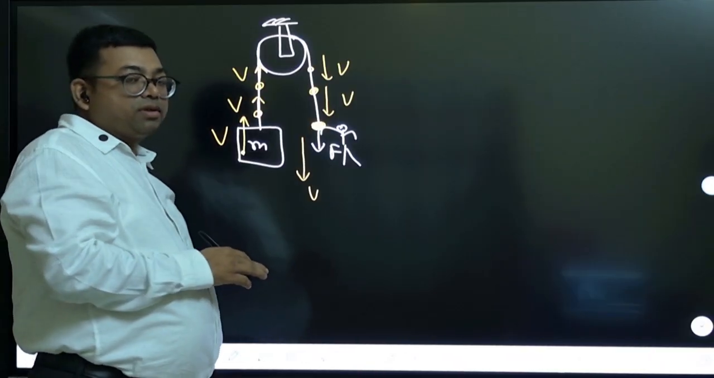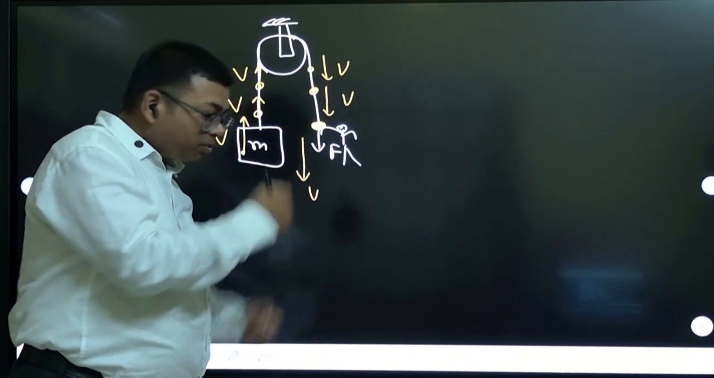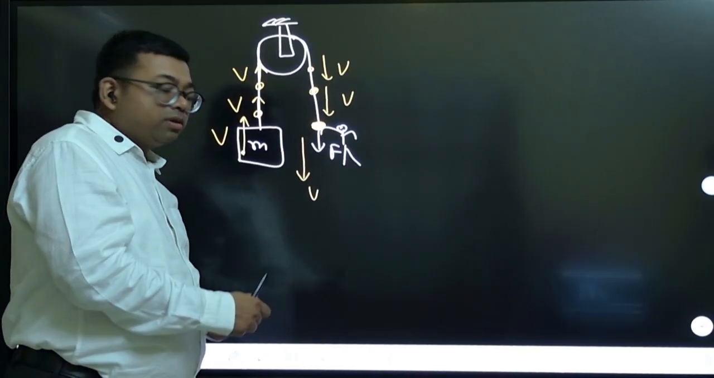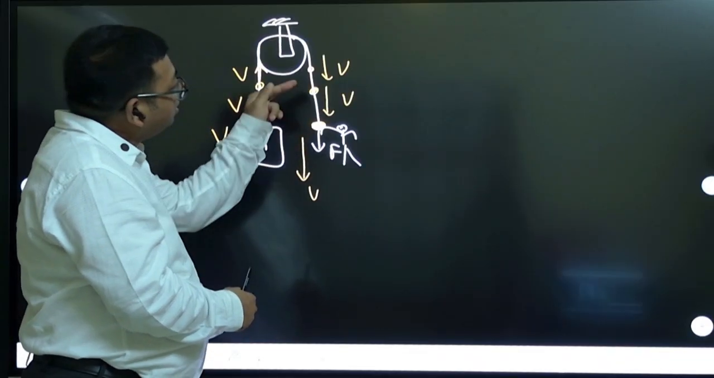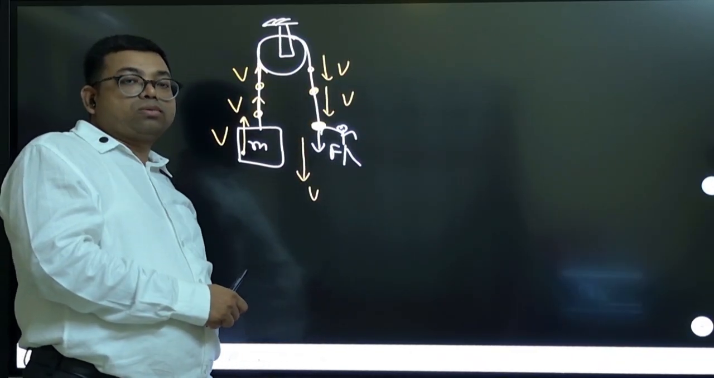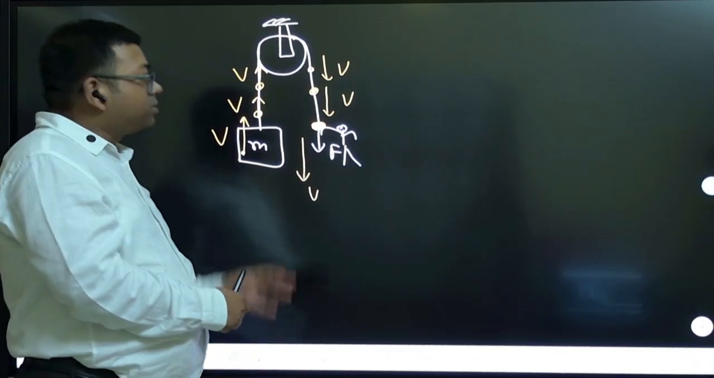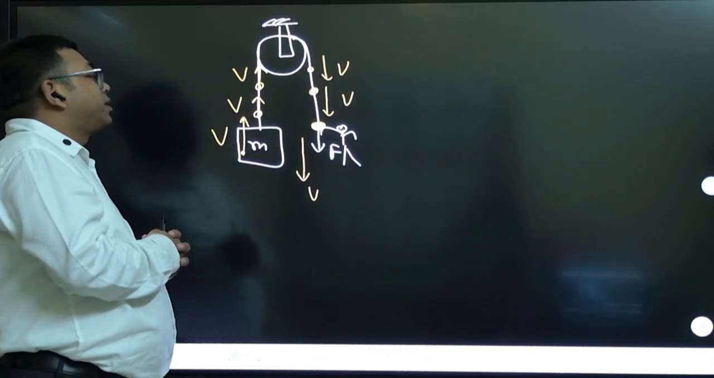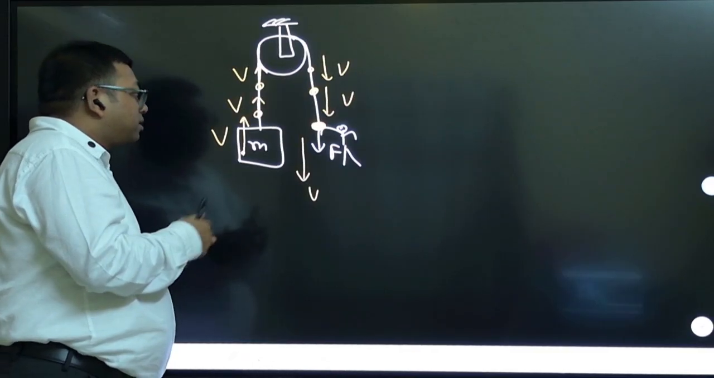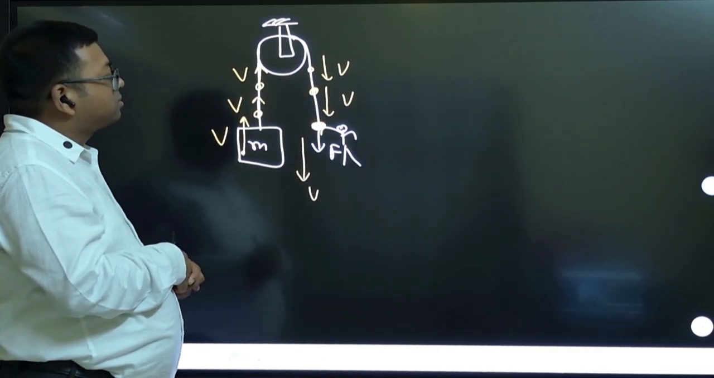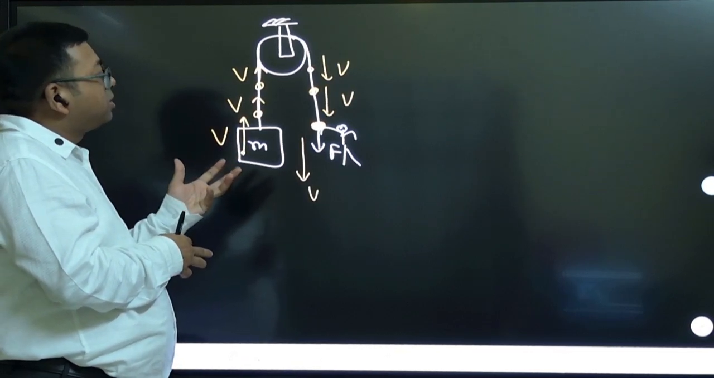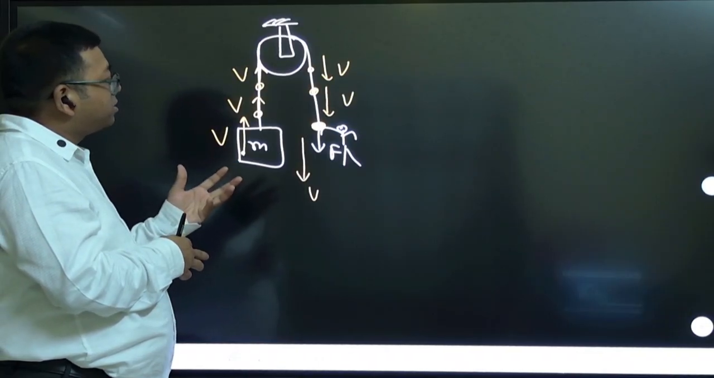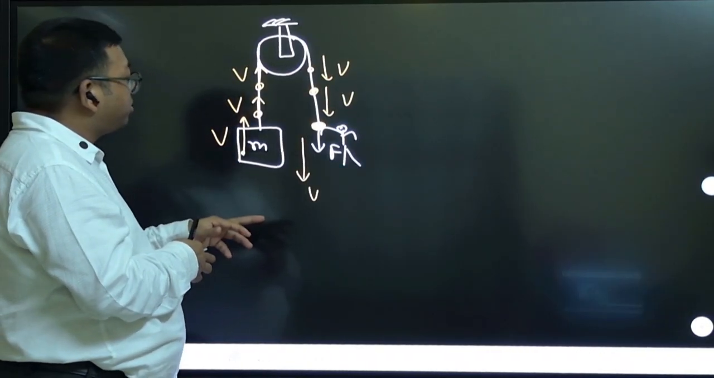If you pull it with velocity v, all points will move. Suppose it goes 2 meters down, every point will move 2 meters down, right? That's why the speed will be the same for each point. What are you studying? That is what is important. Are you studying the acceleration of this?